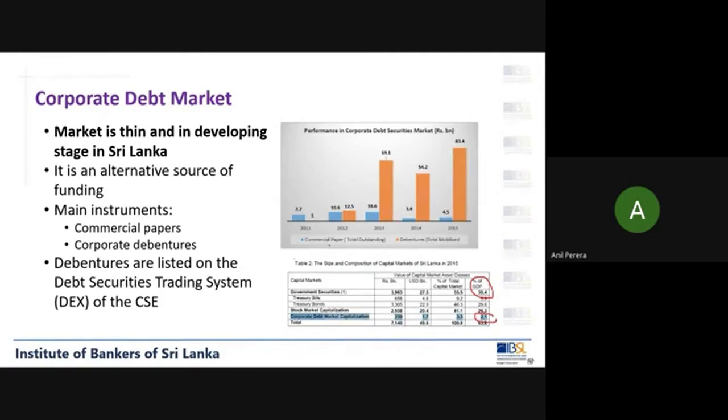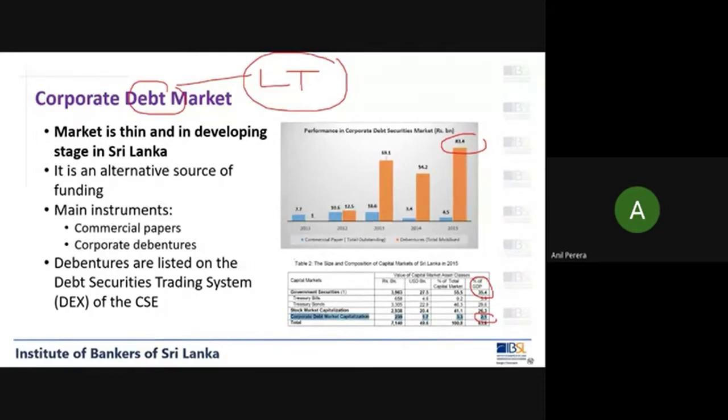Even in terms of transactions, you can see in terms of billions, the highest transactions we have seen up to 2015 is 83 billion. So very small. But this is a very important alternative source of funding, right? For the private sector to expand their businesses. Not only can they rely on equities, they can use debt as an important instrument because this is a long-term instrument. Borrowing by issuing a debt instrument means borrowing for the long term.